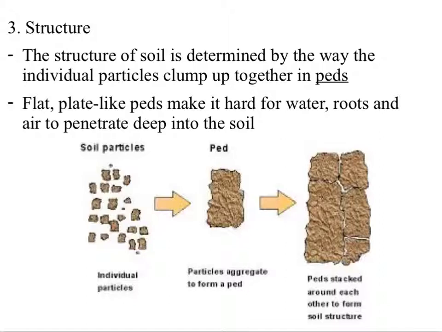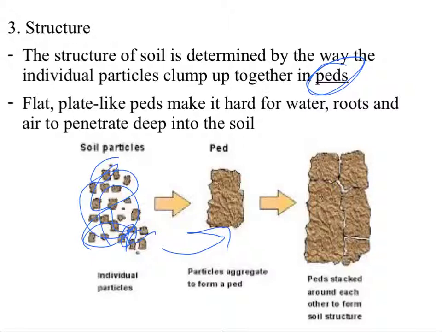And in terms of the structure, the texture is how big the particles are. The structure is how those particles clump together, and they clump together into what are called peds. Now, this nice little picture at the bottom shows you the individual soil particles, which clump together into a big ped, and the peds together form basically the soil, and they show you what the structure is. Now there are three major types that we're going to talk about.